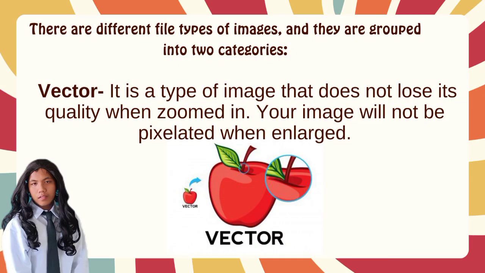We have a vector. It is a type of image that does not lose its quality when zoomed in. Your image will not be pixelated when enlarged. So as you can see in the image, this is the example of vector. Nung isinoom yung Apple, hindi siya naging pixelated or hindi nagbago yung kanyang quality ng image. Ganun pa din siya kaganda.